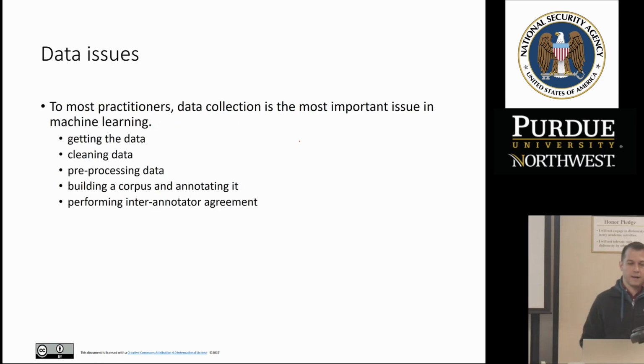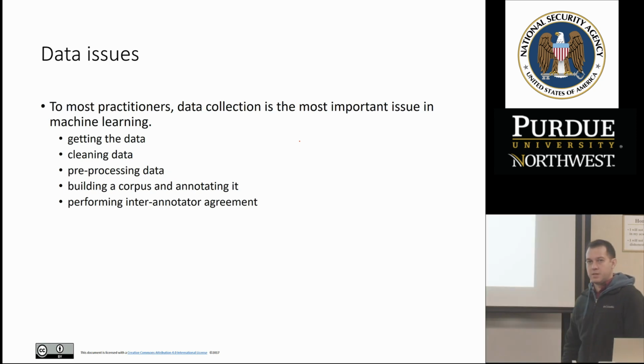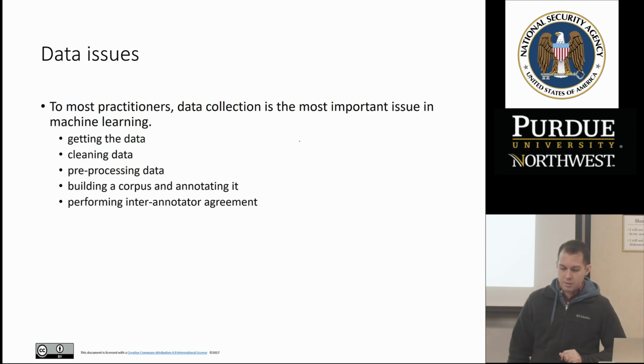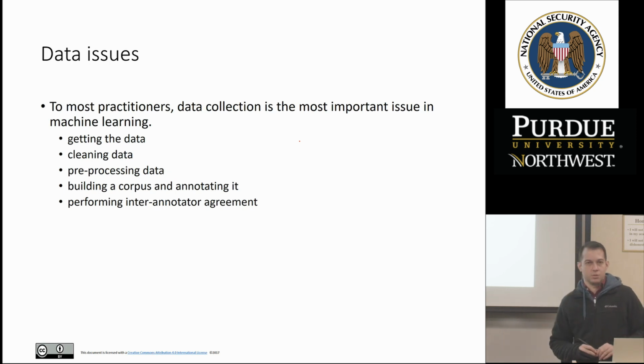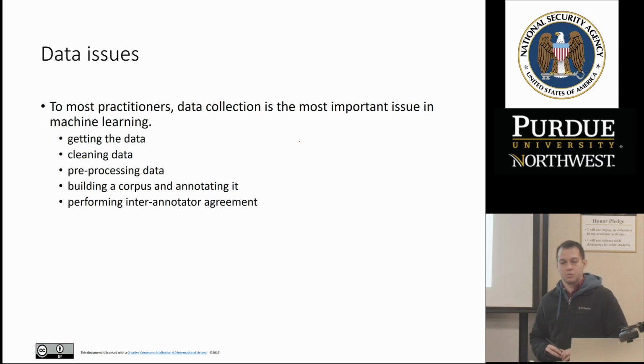So data issues. To most practitioners, data collection is the most important issue in machine learning. It really is. Because once you become experienced with the algorithms, you really don't have to change them that much usually. There might be some new architectures, but you become well versed in the algorithms, and so there's less work there. But most of the work is going to be in your data, because it's usually a new data set, a new problem, and you have to frame it in a context that machine learning can understand.